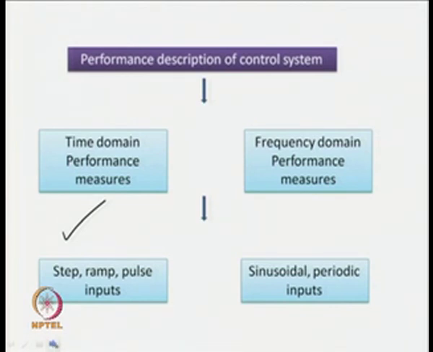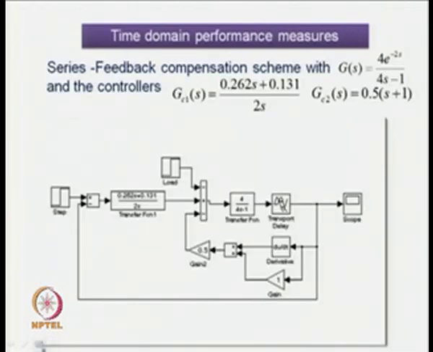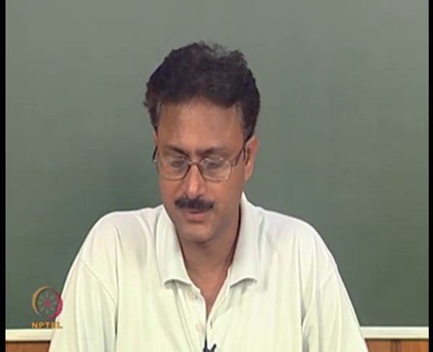To know in detail how to find the performance description of a control system, let us consider the block diagram shown over here. This block diagram shows us a series feedback compensation scheme, where we have a controller GC1 in the feed forward path and a controller GC2 in the feedback path, thus giving us a series feedback compensation scheme.